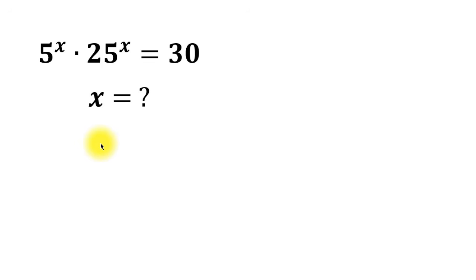This question has been the most challenging question in SAT test. Can you solve it? The question says, find the value of x given that 5 to the power of x times 25 to the power of x is equal to 30. Well, our first step will be for us to simplify the left-hand side.